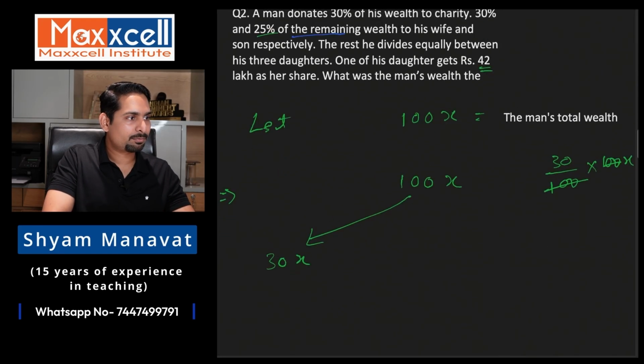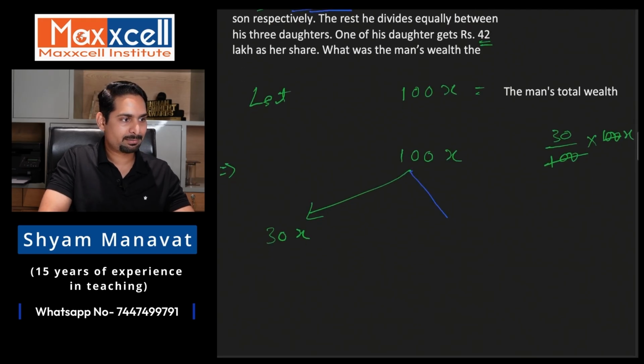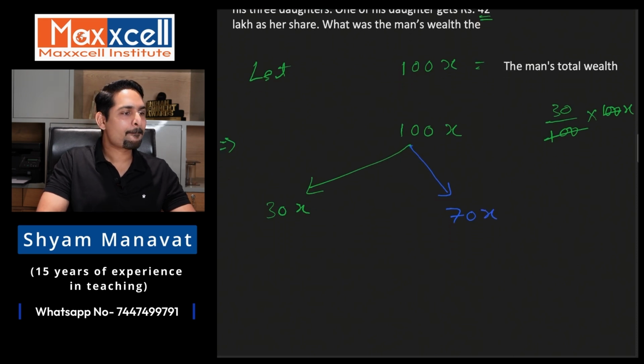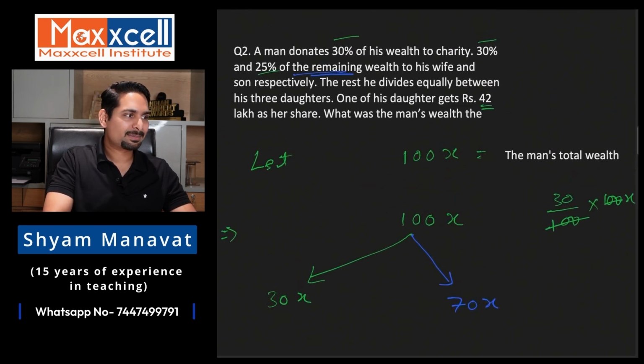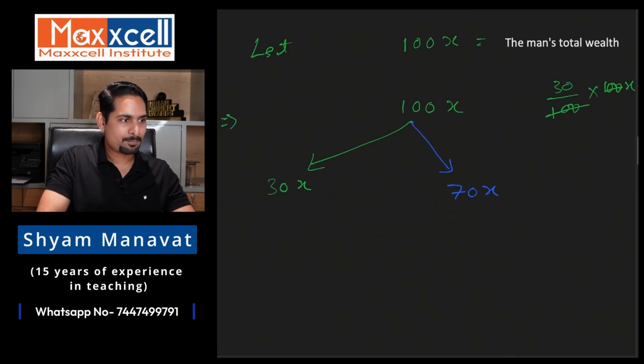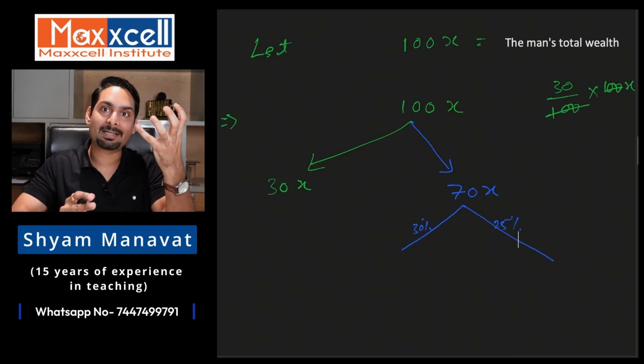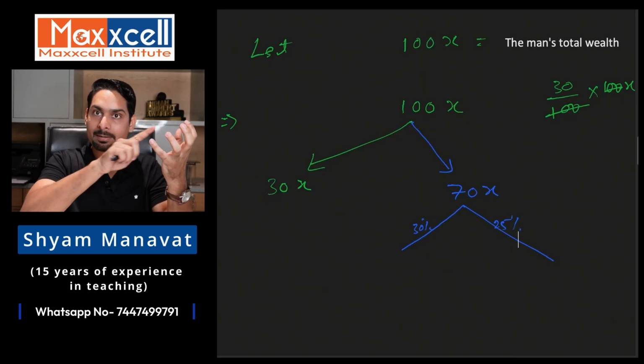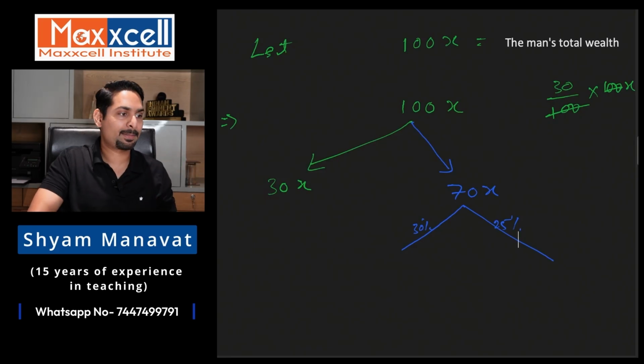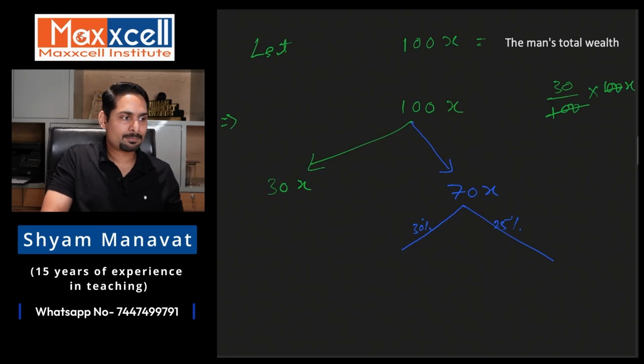Of the remaining. So first of all, we have to see the remaining. Remaining is 70x, right? Of this remaining, we need to calculate 30% and 25%. This 30% and 25% is not of the total wealth, so we will not take it from 100. We'll calculate it on 70x. So what is 30% of 70x? Tell me fast. 3 7s are 21. It will be 21x.